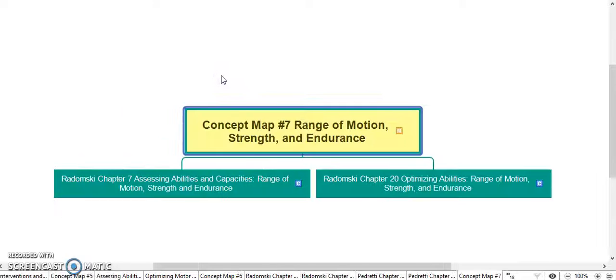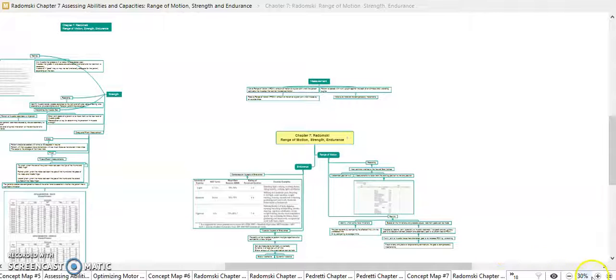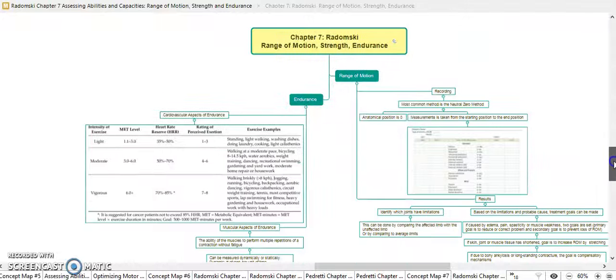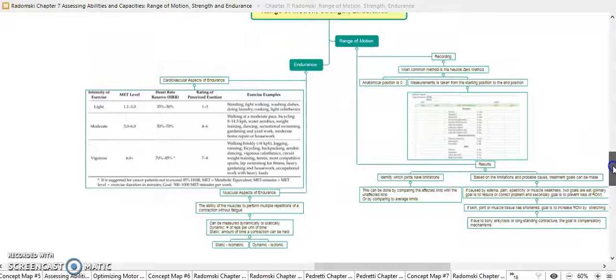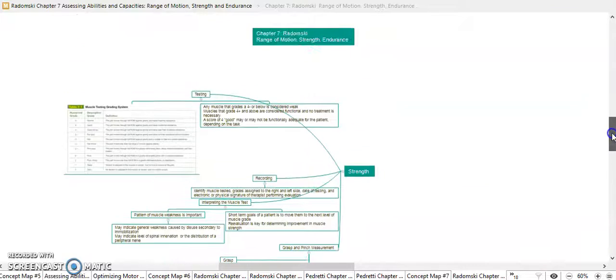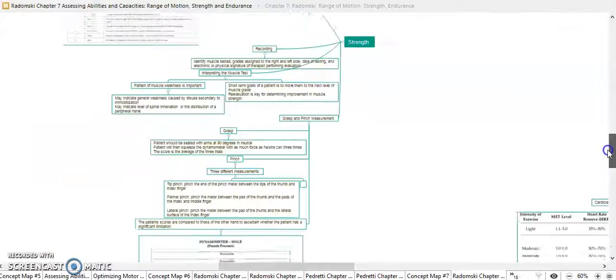Okay. Concept map number 7. Radomski chapter 7 is assessing abilities and capacities, range of motion, strength, and endurance. And this is also really important to know for the exam, so it's a good reference to use. So measurement, range of motion, endurance, what are the different definitions? What is the intensity level, the MET level? Just reviewing all those key terms. Range of motion is also really important.